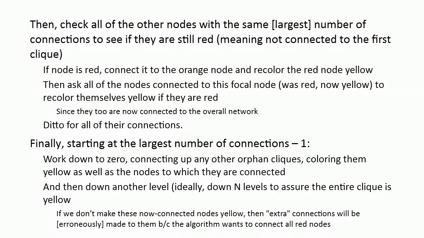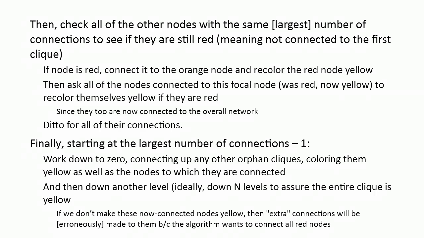And I'm sure there's a way to do that in NetLogo. I just didn't figure it out. Then finally, starting from the largest number of connections minus 1, drop down from that largest size, just working our way down to 0, connecting up any other orphan cliques and coloring them yellow, as well as the nodes to which they're connected. So we just keep going down, ideally down n levels to ensure the entire clique is yellow. My code only goes down 2.